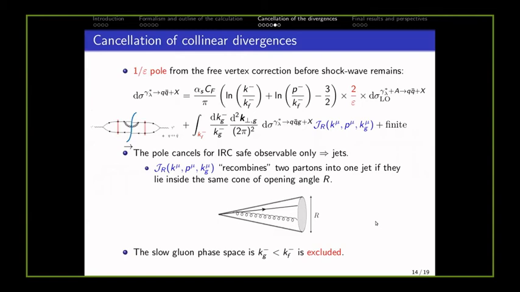I agree if you combine this specific one, but in general the real contributions also have the case of the shockwave involved. Yeah, for this contribution, it's part of the finite part.